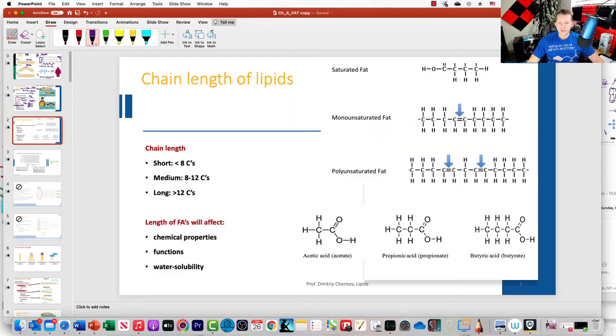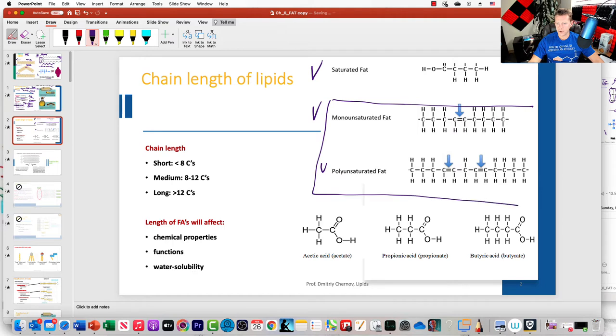As I already mentioned in the beginning of the lecture, there are varieties of fats. There are saturated fats, monounsaturated fats, and polyunsaturated fats. This group of fats is called unsaturated. So what is saturation?